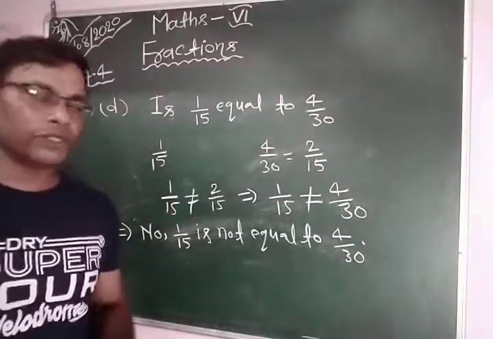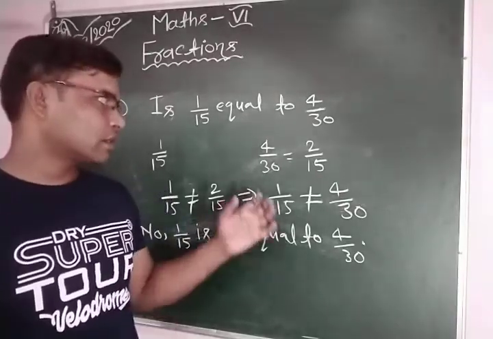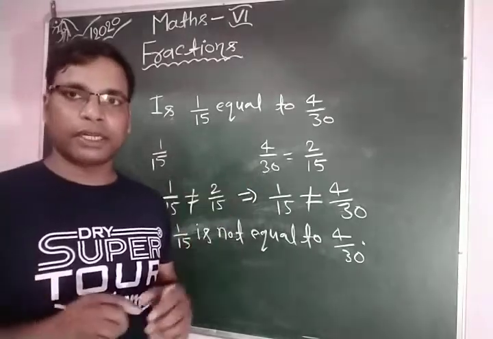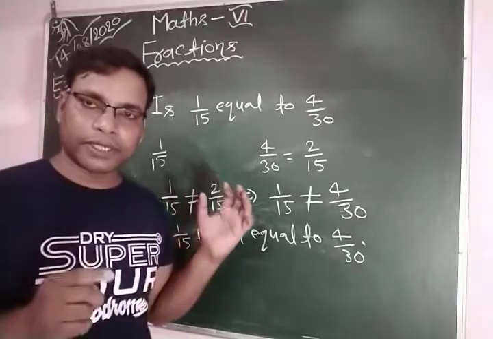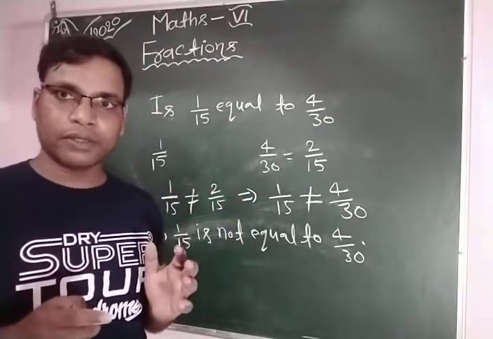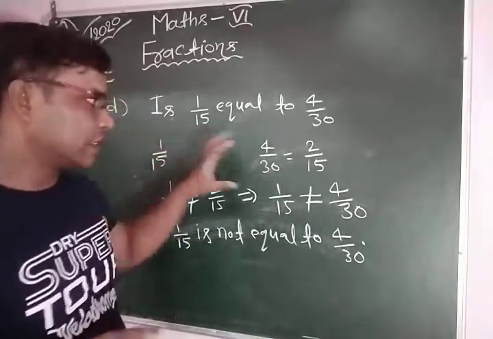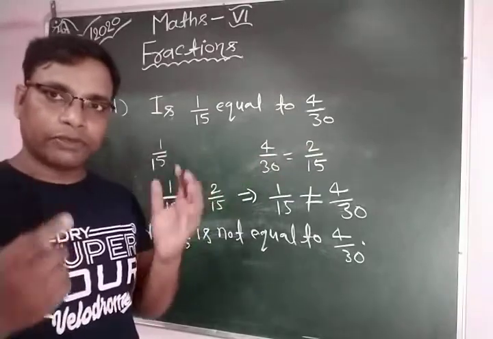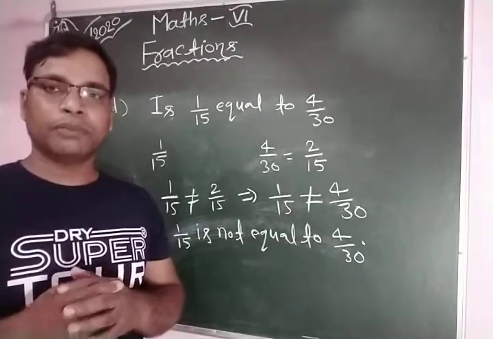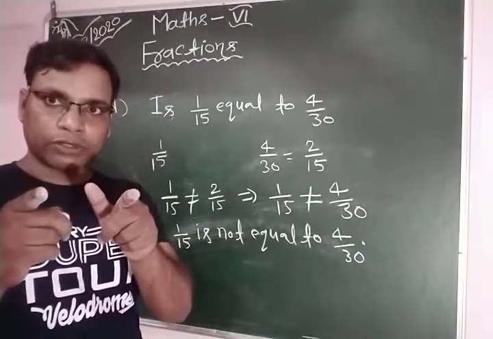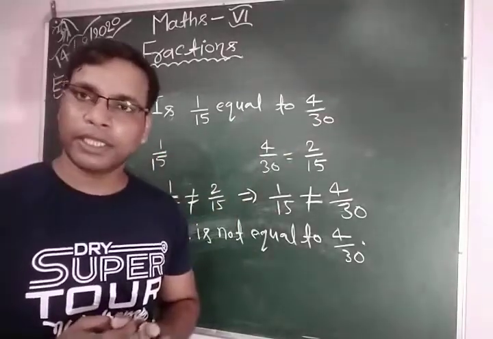Students, I hope all of you understood and are able to recognize whether both fractions are equal or not. For this, first we write both fractions as equivalent fractions, or first we simplify them. If one fraction is in simplified form, the second should also be simplified, and after this we check whether their denominators are the same or not. If the denominators are the same, then we compare their numerators. If the numerators are also the same, then you can see both are equal. If the numerators are different, then they are not equal.